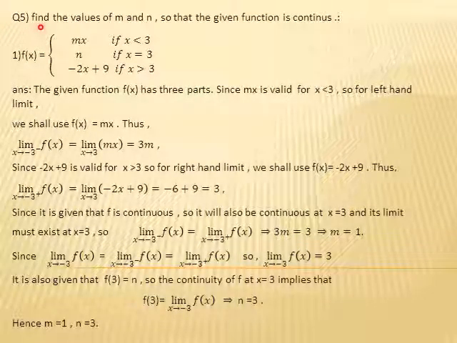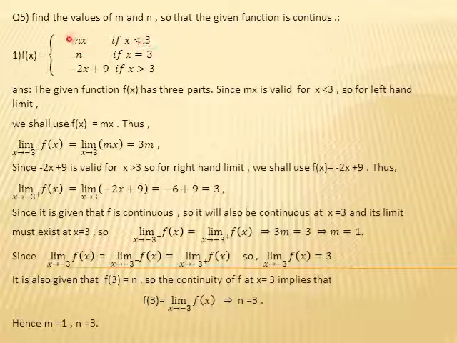Okay students, question number 5. Find the values of m and n so that the given function is continuous. It means we need to find this m and this n so the function will be continuous. So this is a different question. The given function f of x has 3 parts. Then you can see left hand limit, right hand limit, and the value at the particular point.